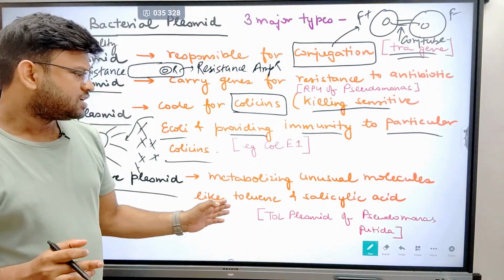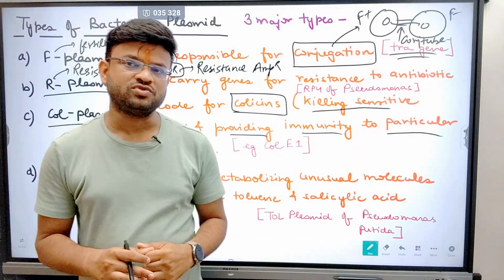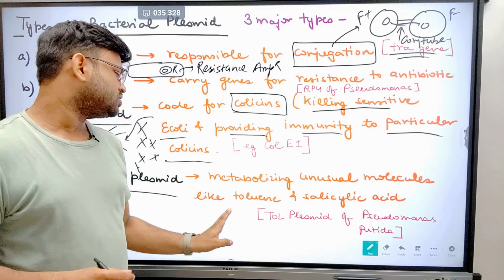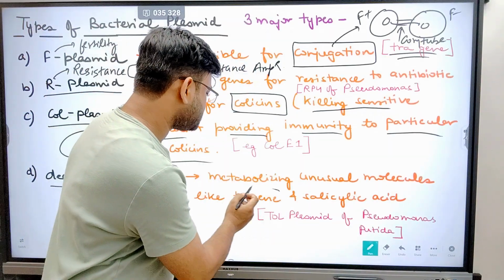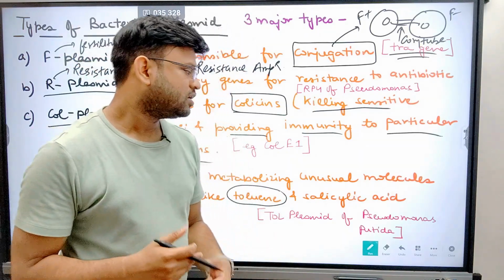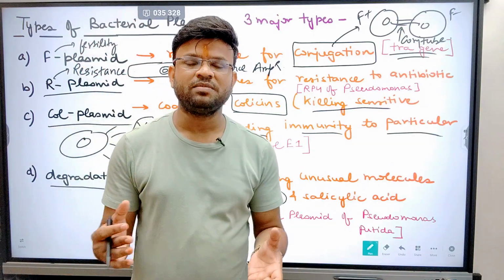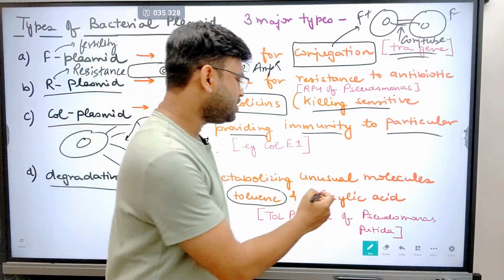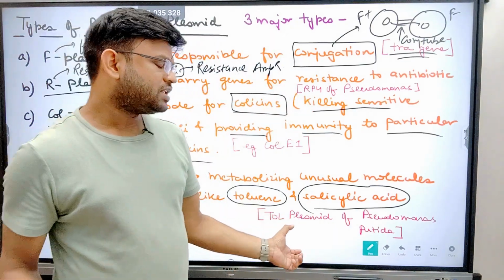Now there is a very nice example of a degradative plasmid that can be used over here. Degradative plasmids can metabolize unusual molecules like toluene and salicylic acid. These degradative plasmids will allow a bacteria or an organism or a prokaryote to degrade certain metabolites that are unusual, that will not be metabolized by any other organism. So toluene and salicylic acid can be metabolized. This is a very nice example.